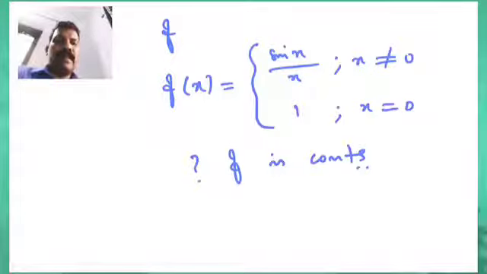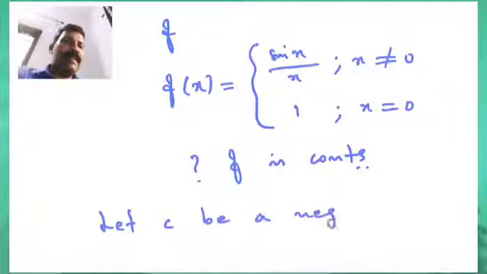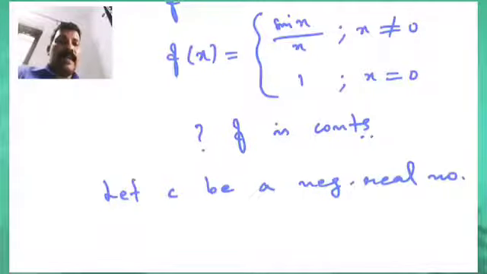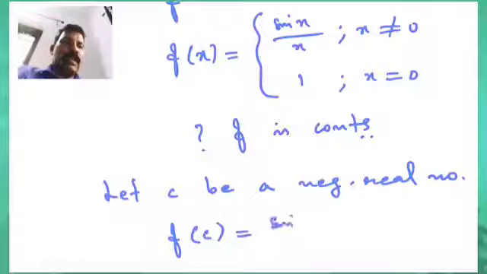Let c be a negative real number. Then definitely f of c, the value of the function at x equal to c, is nothing but sin c by c, that we know.